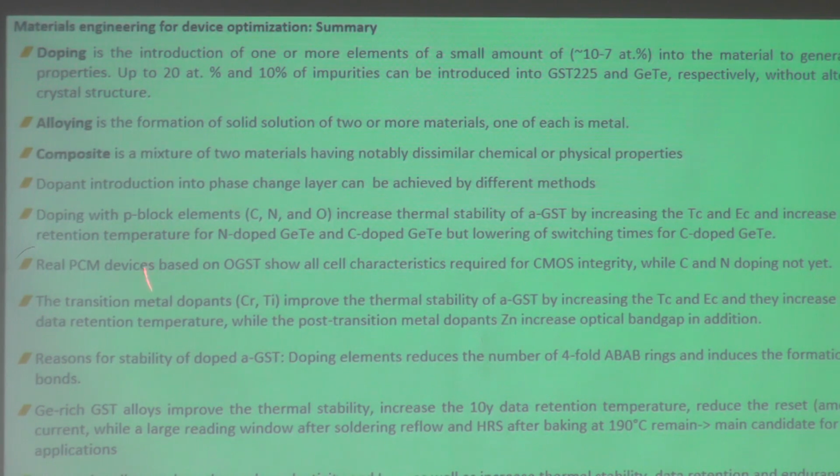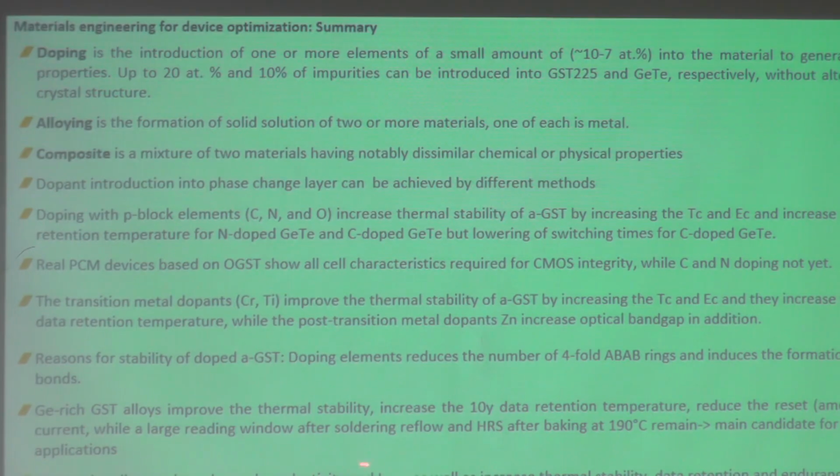As reasons for the stability of amorphous phases, the dopant element reduces the number of four-fold ABAB rings, which reduces the formation of bonds. So germanium-rich GST alloys can also improve the thermal stability a lot. They also increase the 10-year data retention temperature, reduce the reset current, and have a large reading window, and stay stable at higher temperature after 100 degrees C baking for 6 hours. And this is one of the main candidates for automotive applications.